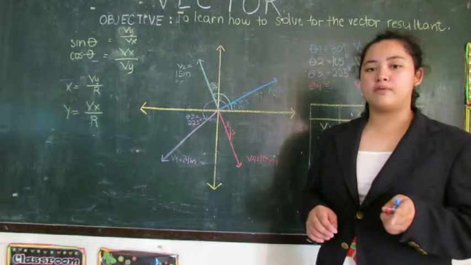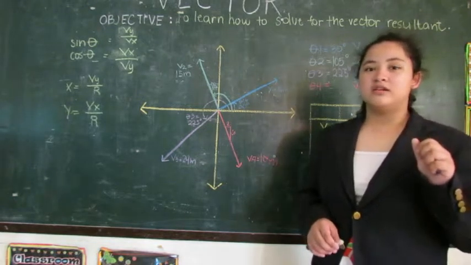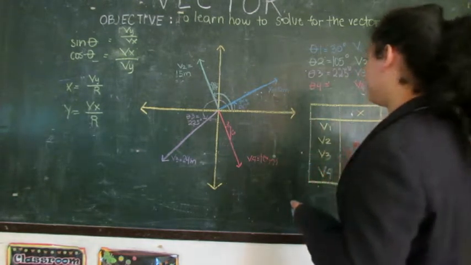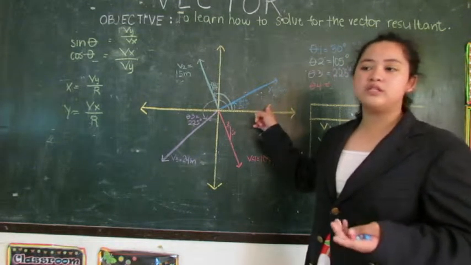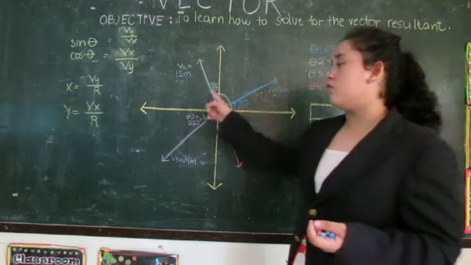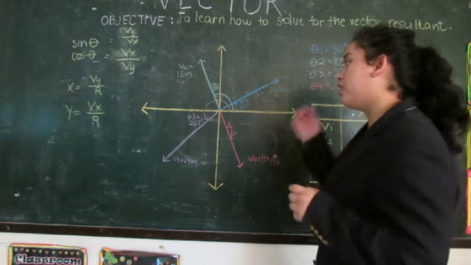We have to remember it so that we can know our correct symbols for solving. In quadrant 1, quadrant 2, and quadrant 3, we have the same solution.